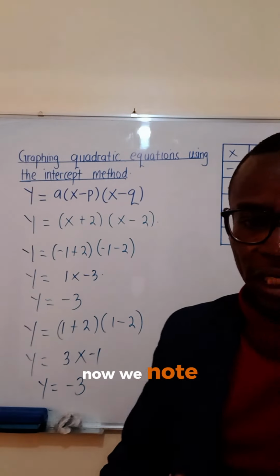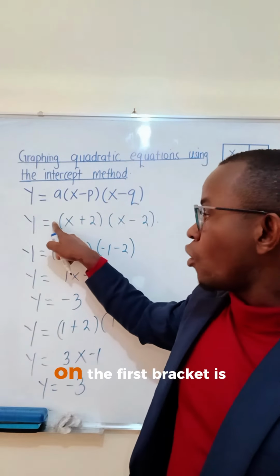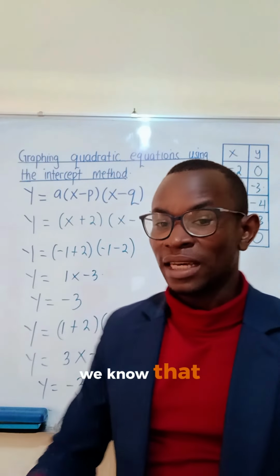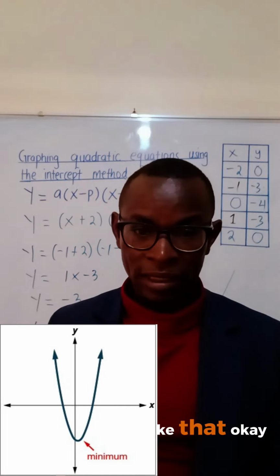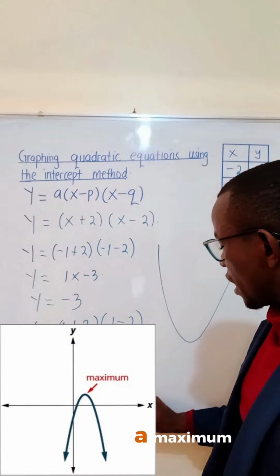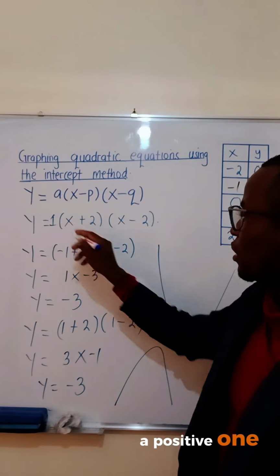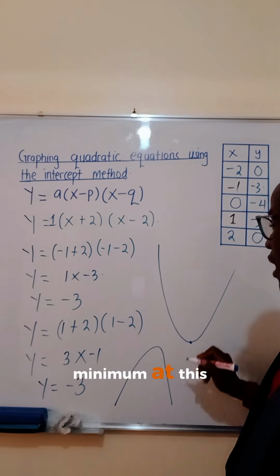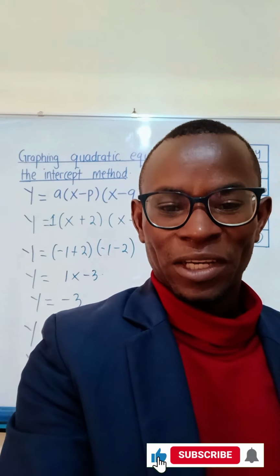Now, we note that when the coefficient on the first bracket is positive, we know that our curve is going to be a minimum like that, okay? And when it is negative, it is going to be a maximum. So, since this one is positive, it implies that our curve is going to be a minimum at this vertex. So let's graph our quadratic equation.